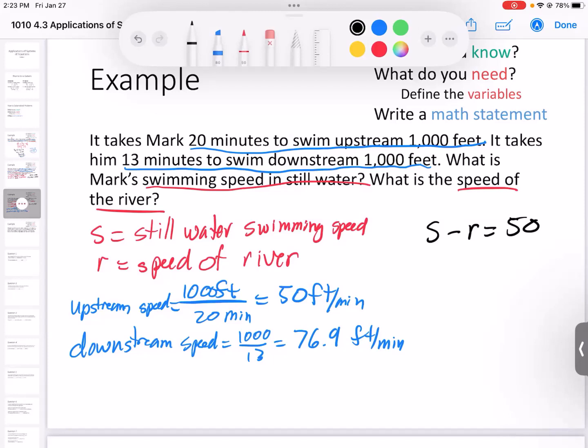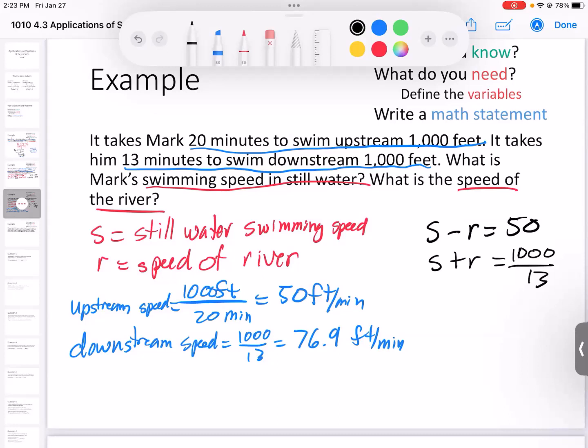And then when it's going downstream, it's the opposite because he's swimming with his speed, but then the river is also pushing him down the river. And so that would be plus R, and that equals the 76 or whatever. But we're going to write it as 1,000 over 13. Does that make sense? Cool.